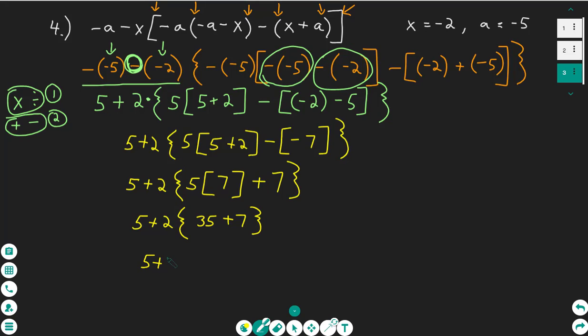So we have 5 plus 2 times 35 plus 7 is 42. And this is where we're at. Now, what can we do? The braces are all down to one number now. So now we can actually multiply this 2 by everything that's in the braces. So 2 times 42. 2 times 42 is 84. So we end up with 5 plus 84. And this is going to be equal to 89. So that is our solution.